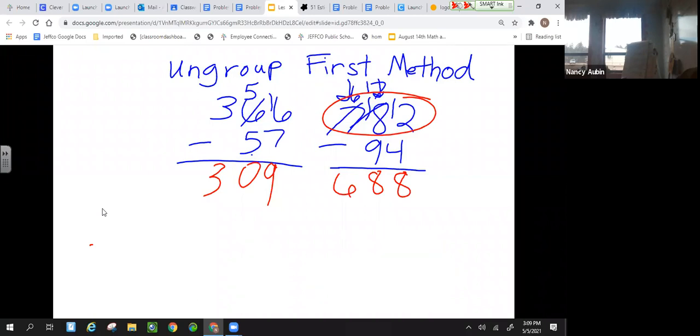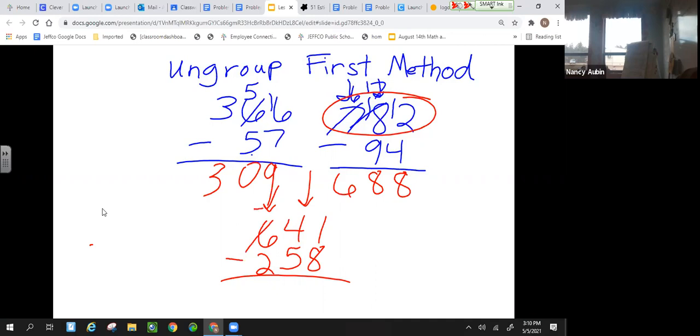Okay, let's try one together. Let's do 641 minus 258. Who thinks they can help me do this method? Haley. So we're going to start in the hundreds. Can I do 6 minus 2? Yeah. So then we go over to the tens. Can I do 4 minus 5? No. So what do I do? You're going to cross out the 6 and make it a 5, and then make the 4 a 14.